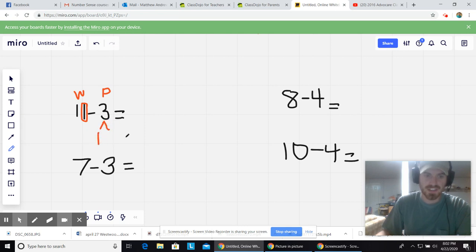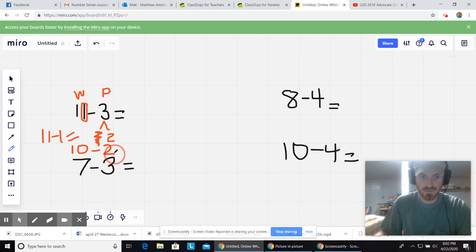So I'm going to break that 3 into a 1, and then I got to make sure that the other part of that 3 adds up to 3. 1 plus 2 is 3. So I can break that 3 into a 1 and a 2 if I want to, and take them away a little bit at a time. So 11 minus 1 would leave me with 10. And now that I've taken that 1 away, I still have to take this 2 away. Because remember, this is 11 minus 3, not 11 minus 1. You have to finish taking away that part 3.